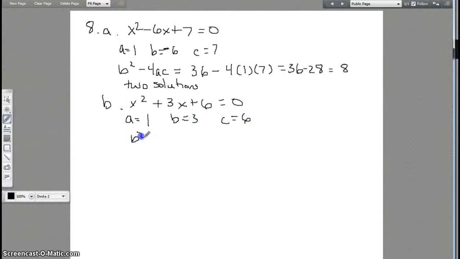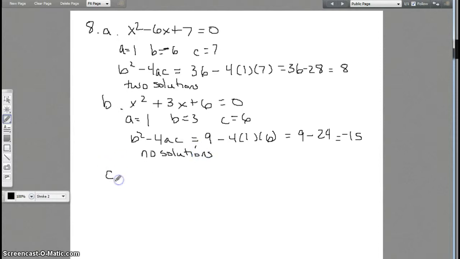Plug that into b squared minus 4ac. Our b is 3. When we square that, we get 9. Minus 4 times a times c. Our a is 1. Our c is 6. And we have 9 minus 4 times 1 times 6 is 24. That value is negative 15. Since our b squared minus 4ac is less than 0, that means that we have no solutions.